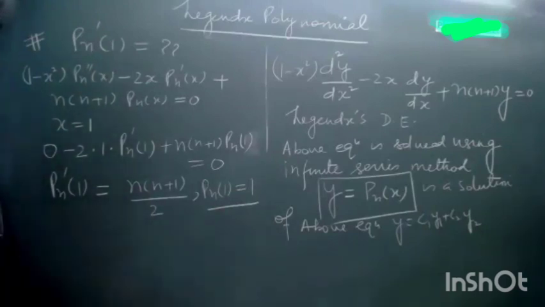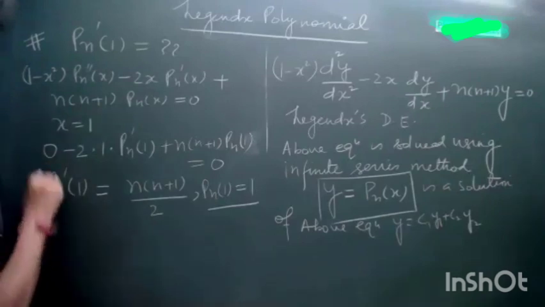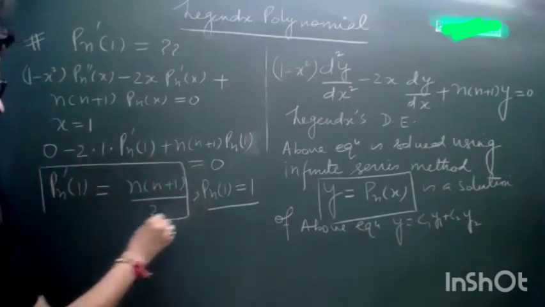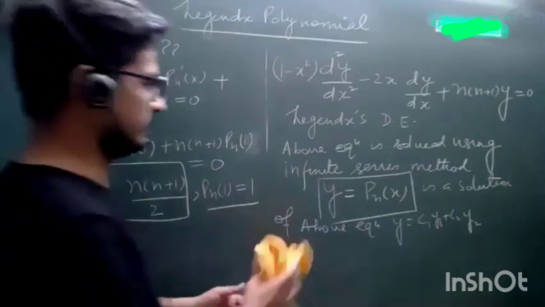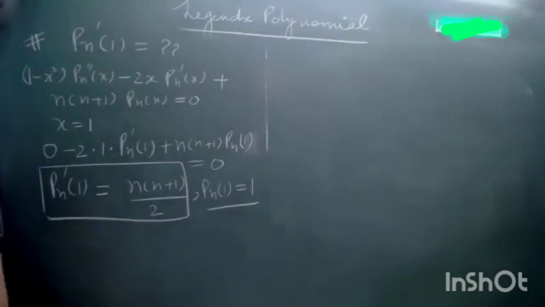Tell me if that is okay. So Pn dash 1 is this value. Suppose I want to know the value of the double derivative.